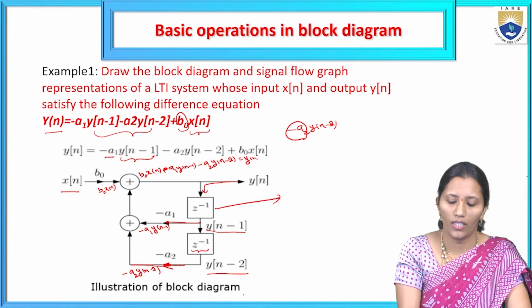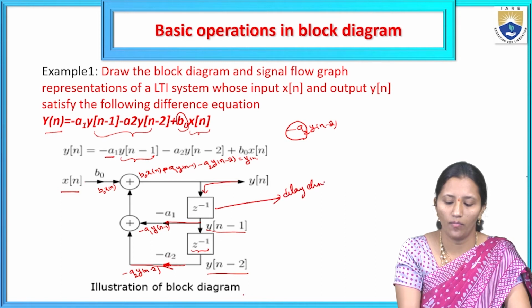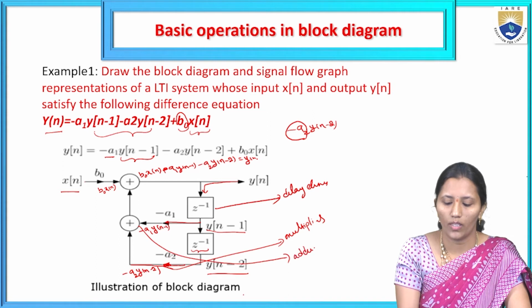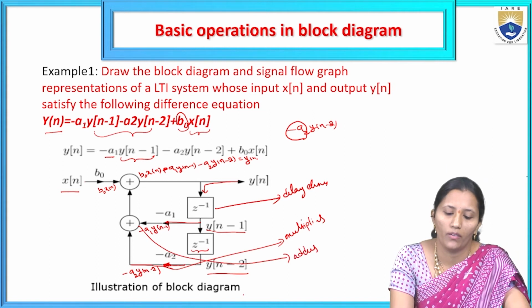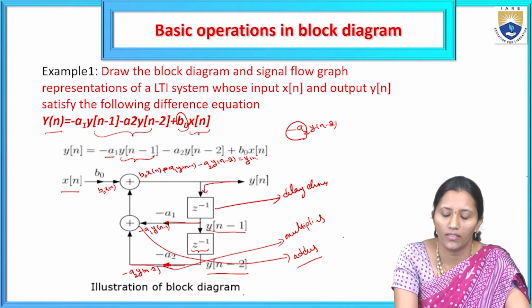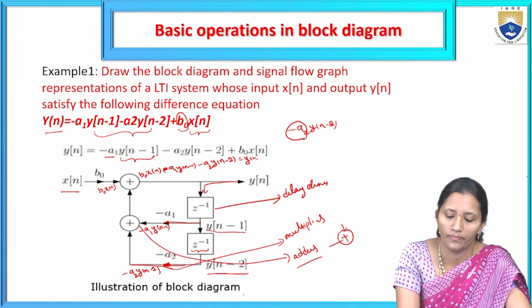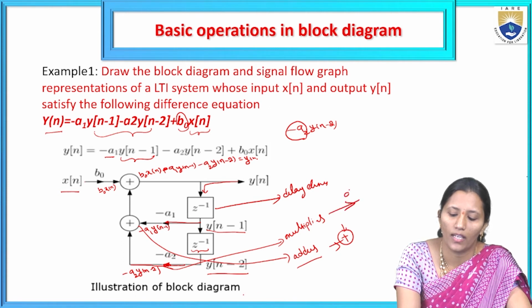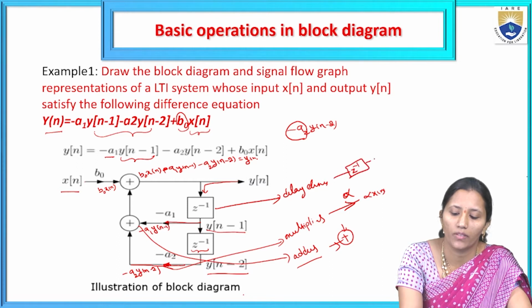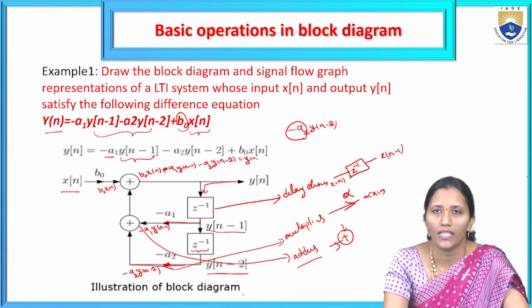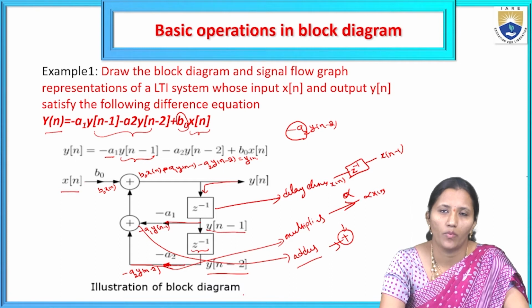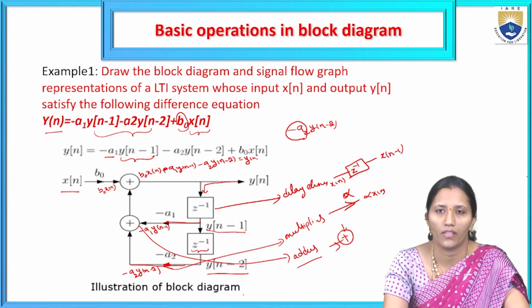Here we are just using delay elements, scalar multipliers and adders. So the basic blocks we use for block diagram representations are adders, represented by the symbol, scalar multipliers, alpha times x of n, and delay elements, represented by z power minus 1. So if x of n is given, you are going to get x of n minus 1. This is the basic example for the block diagram representation of a difference equation.